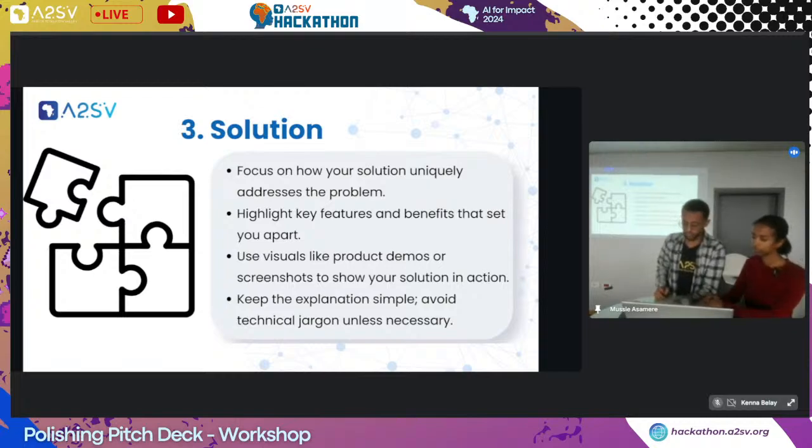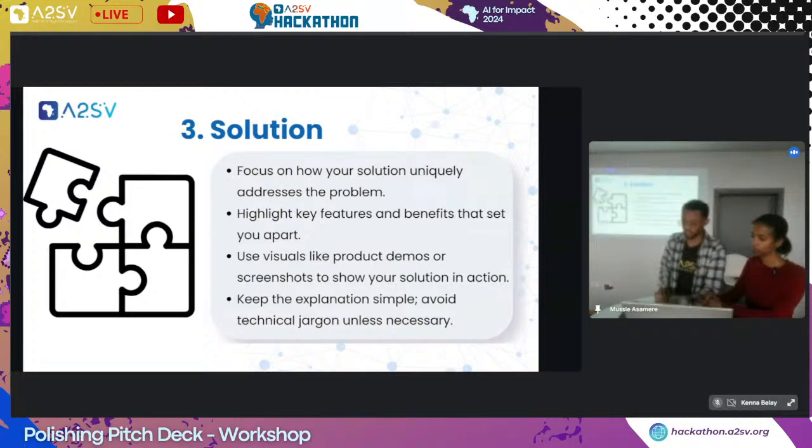So on the solution section, you should focus on how your solution uniquely addresses that problem. You might have, let's say, competitors and also other products that have been in the market before you, and they have their own way of addressing the problem. So you should have your unique value proposition in this solution statement, and how you address that problem matters, and you should be able to communicate that in your solution statement. That would make up for a good solution statement.